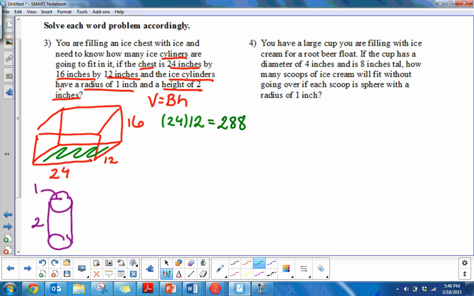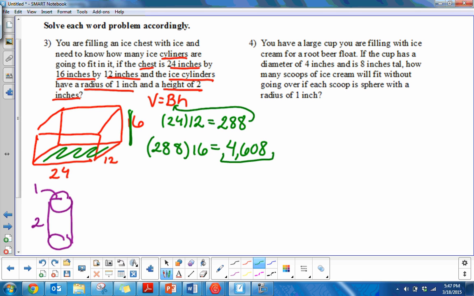Now you are going to plug that number back into that capital B. So 288 is the area of our base. Now we want to multiply it by the height of that figure. That height is going to be 16. So 288 times 16, and that gets you 4,608. So that's one of our volumes.